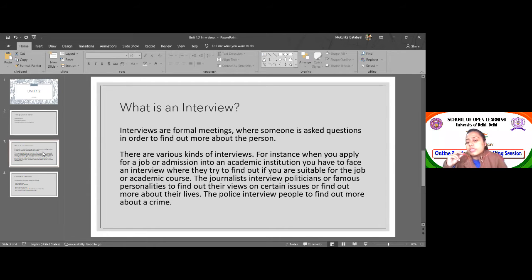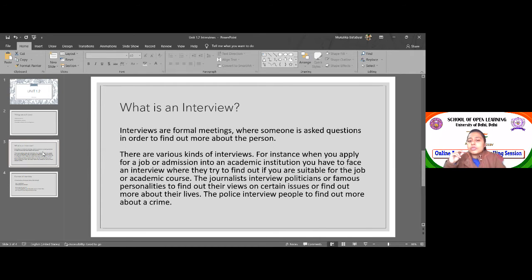Now what is the purpose of this interview? Because interviews are usually formal, the purpose behind it is to get to know the person whom you are interviewing. In a school or in a college or at a job place, it is important for the person who is hiring you or who is admitting you to their institution to know whom they are admitting, right? So that is why an interview is important.